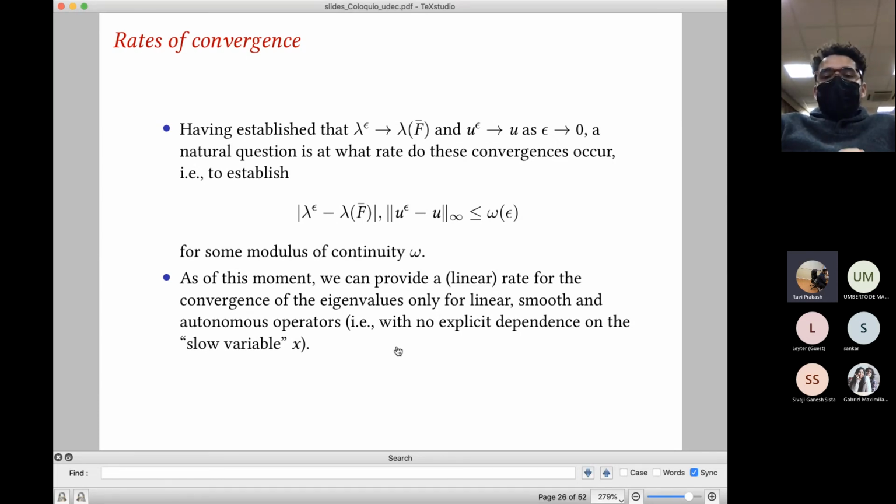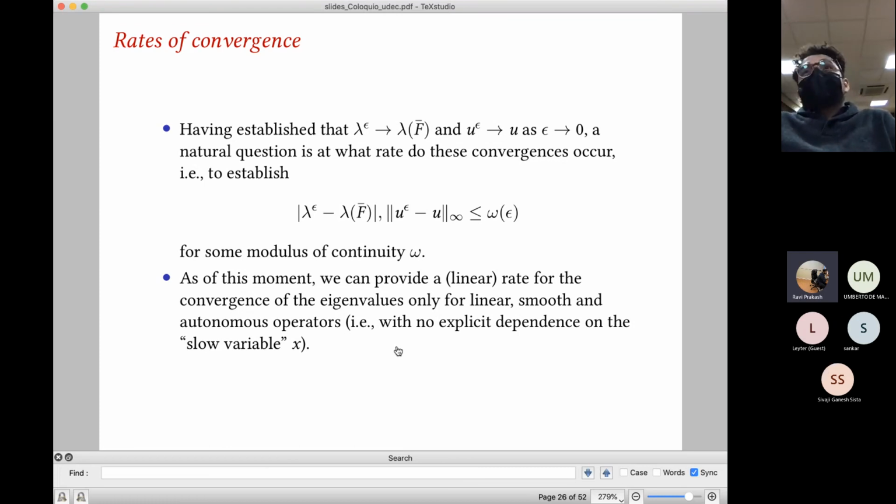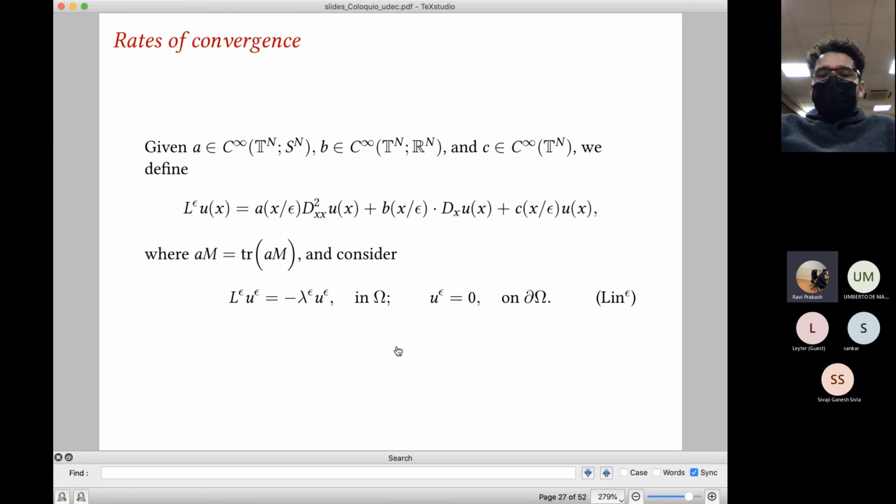As of this moment, we only 100% surely have a rate of convergence for the eigenvalues for linear, smooth, and autonomous operators. That is, operators whose coefficients do not depend on the slow variable x, only on the fast variable. So when they are averaged, not to functions of x, but to constants. So we'll write this in more detail.